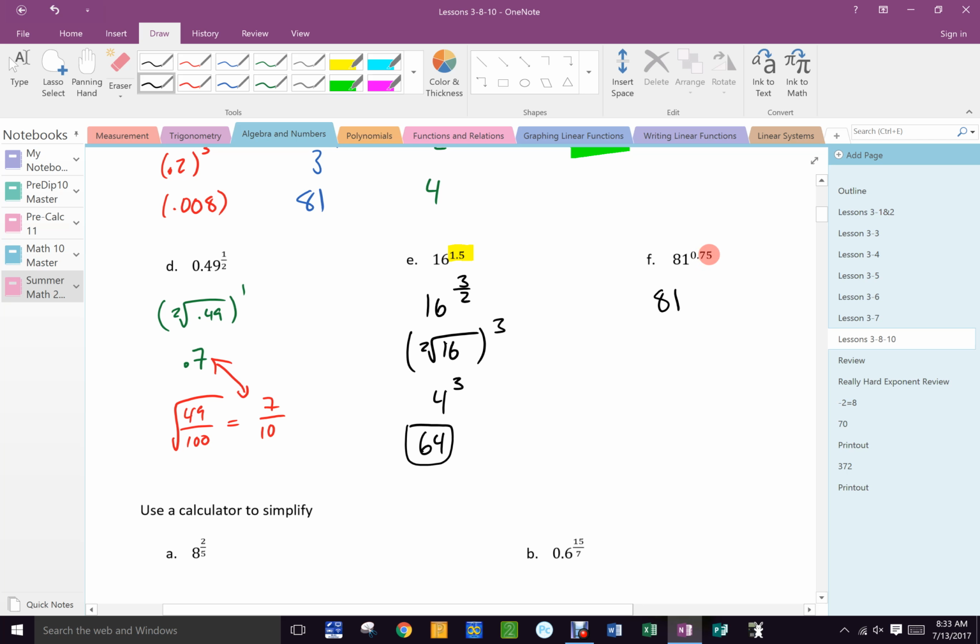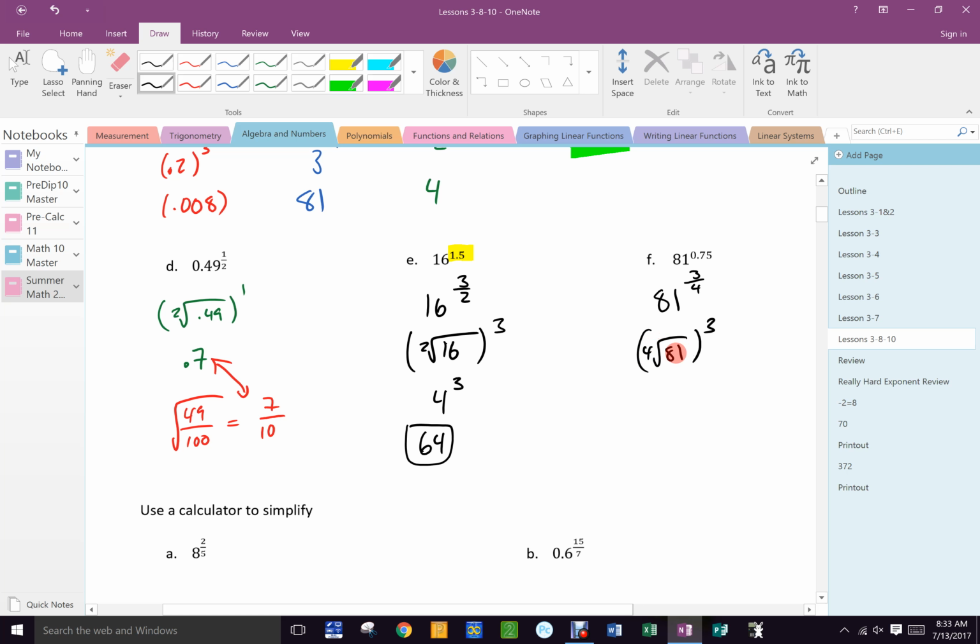81 to the 0.75. What are you talking about, Myers? What is it really? 3/4. What's the fourth root of 81? Cubed. Now let's pretend you don't know the fourth root of 81. You don't have it memorized, even though we just did it right up here. Then, what do you do? You simplify it the way we've been simplifying these things in the past, yes?